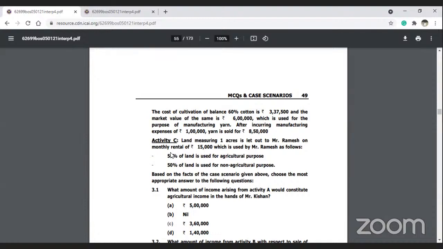Activity C. Land measuring 1 acre is let out to Mr. Ramesh on monthly rent of 15,000, which is used by Mr. Ramesh as follows. 50% of the land is used for agricultural purpose and 50% for non-agricultural purpose. Okay, so first question is, what amount of the income arising from activity A would constitute agriculture income in the hands of Mr. Kishan?